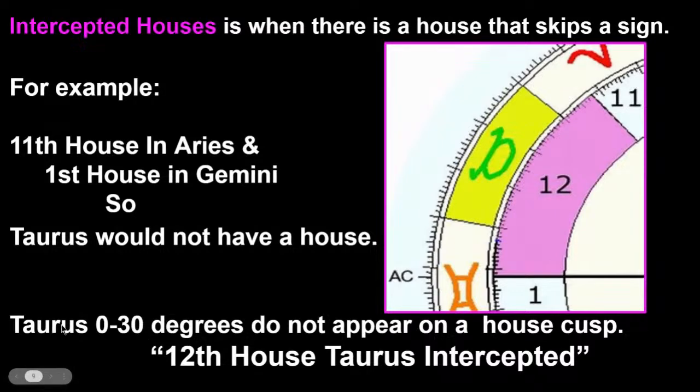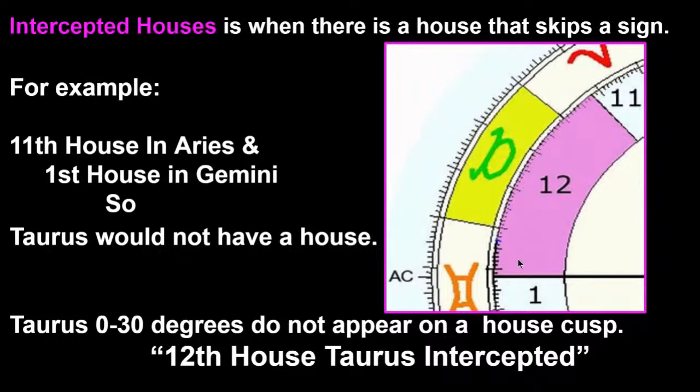Down here at the bottom, I'm reading the last sentence: Taurus, 0 to 30 degrees. No parts between here and here appear on a house cusp. A house cusp is the line here. This is the cusp of the houses. Neither one of these lines appears in the Taurus zodiac. It appears nowhere between the 0 degrees and the 30 degrees. So this is called 12th house Taurus intercepted.